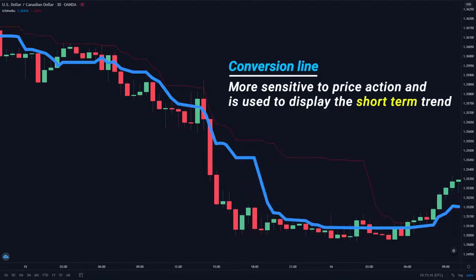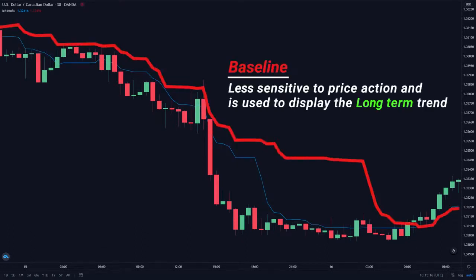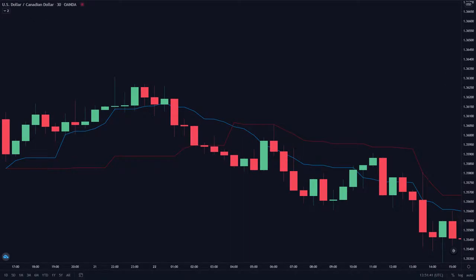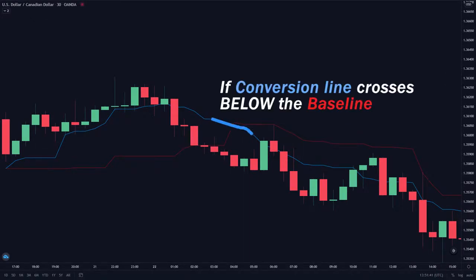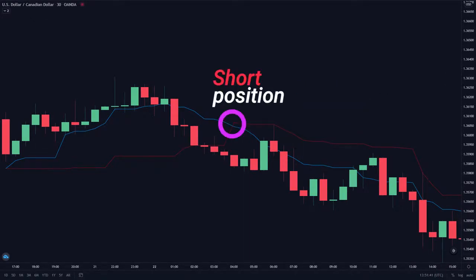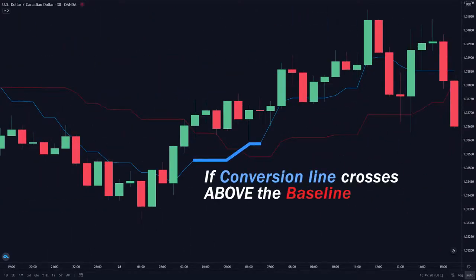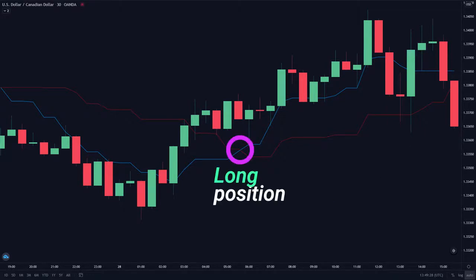The blue line acts like a faster moving average. It is more sensitive to price action and is used to identify the short-term trend. And the red line acts like a slower moving average. It is less sensitive to price action and can be used to identify a longer-term trend direction. So the way we combine these two lines is if the blue line crosses below the baseline, you take a short position. And if the blue line crosses above the baseline, you take a long position.